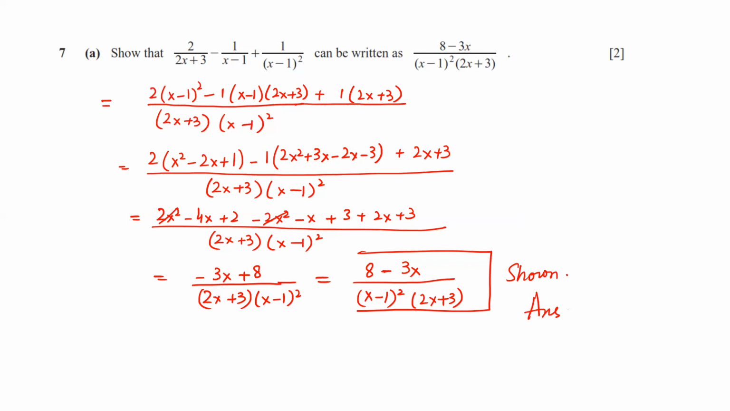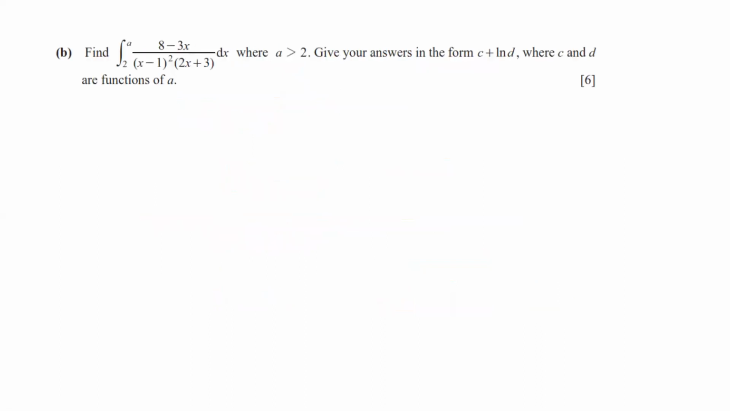Okay, so now in part B, it says find the integral of (8 minus 3x) over ((x minus 1) whole square, plus 2x plus 3) dx, where a is greater than 2. Give your answer in the form c plus ln d, where c and d are functions of a.